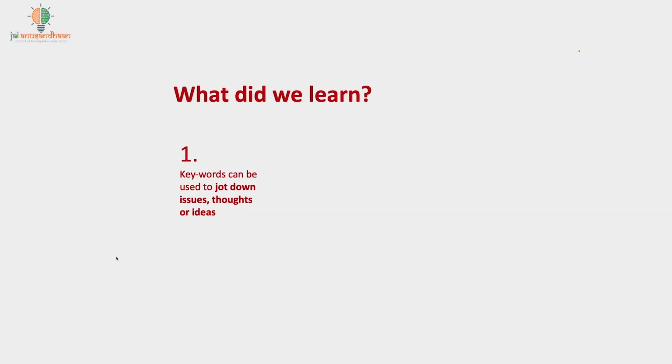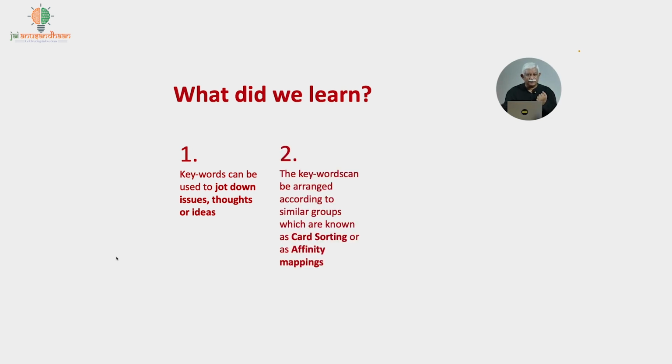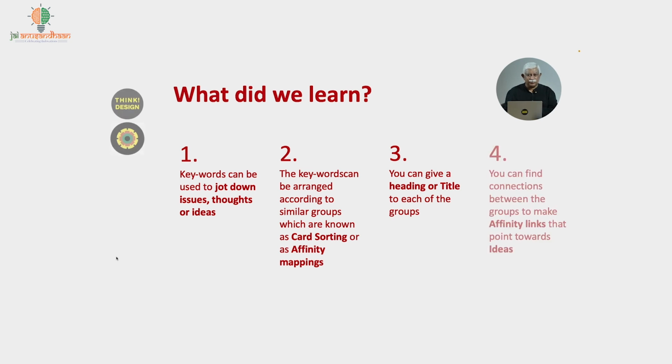So what did we learn? First is keywords can be used to jot down issues, thoughts, or ideas. So you can arrange them according to different groups, called card sorting, or also called affinity mapping, because it's based on the affinities, you group them. You can put a heading or title to each of these groups, and you can connect related keywords from different groups, and you make these affinity links.